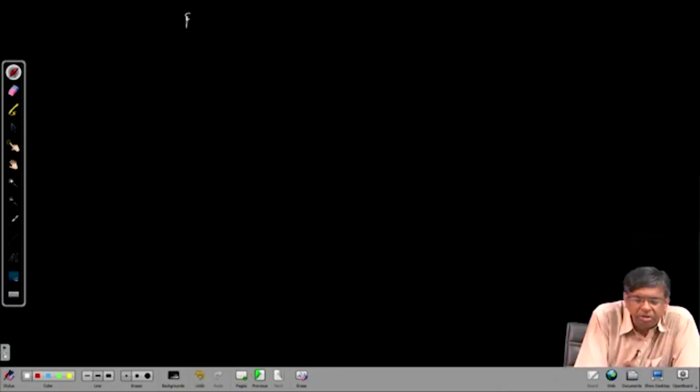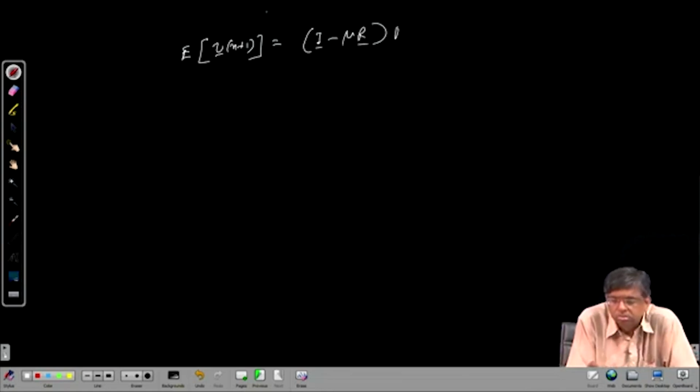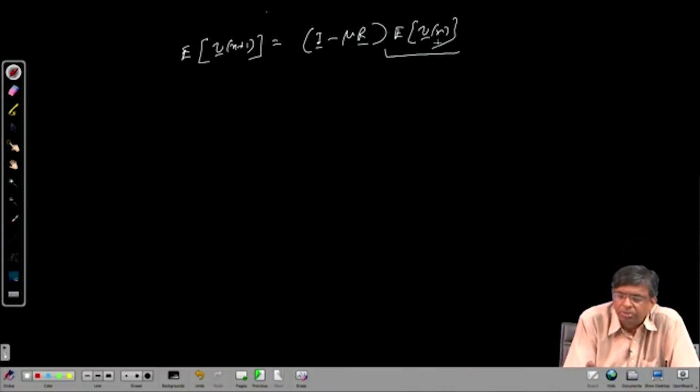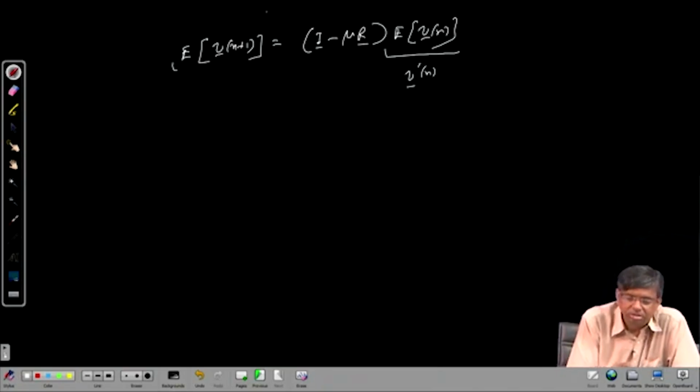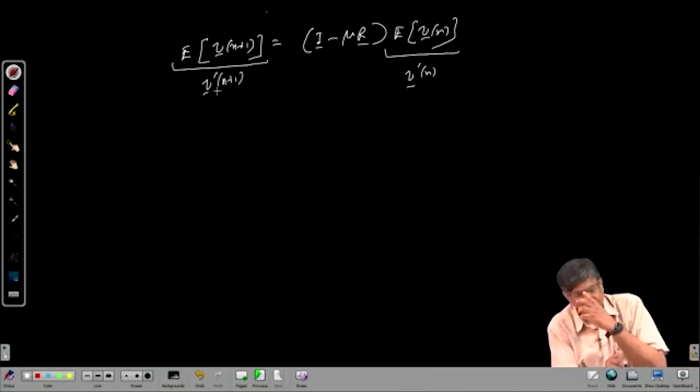I am rewriting what I obtained there. The moment we apply E to v(n), the result is no longer random, it is constant. It may be a function of n. So, let me call this vector v prime(n). It is not random, it is a function of n, and then it is v prime(n plus 1). All right. This I do.